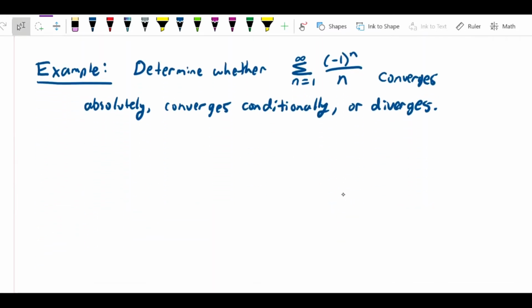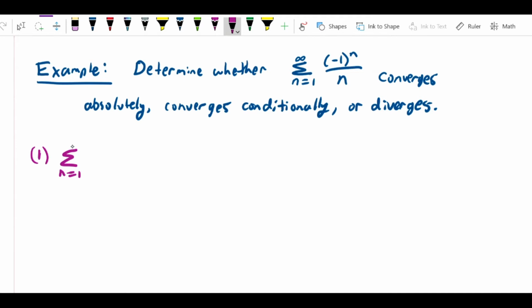So here's an example of what we can do with the alternating series test. Let's determine whether the series (-1)^n over n converges absolutely, converges conditionally, or diverges. There are a couple of different orders in which you can test this. It's often useful to see if the series converges absolutely, because if it does, you don't even have to test whether the series itself converges, since we know by the absolute convergence test that if a series converges absolutely, then it also converges. So let's first see if the series converges absolutely.